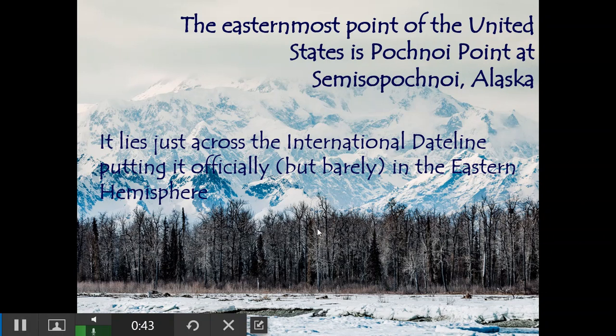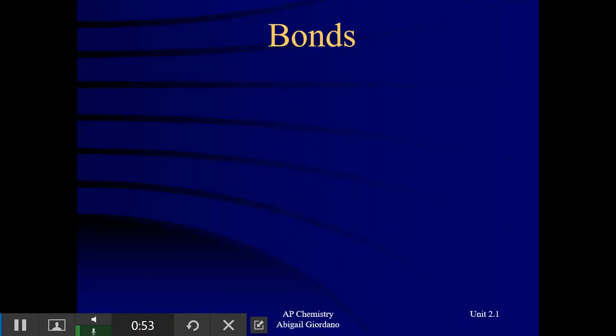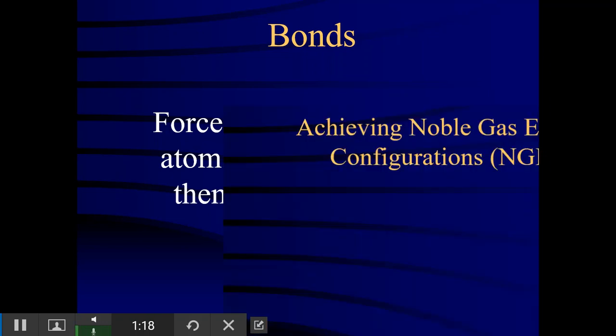So we are moving into Unit 2, which is all about molecular and ionic compounds, their structure, their properties. And the unit that we're going to be looking at today, Unit 2.1, is all about different types of chemical bonds. So what is a bond in the first place? It is not something physical. It is not something you can touch. A bond, a chemical bond, is a force that holds atoms together and makes them function as a unit.